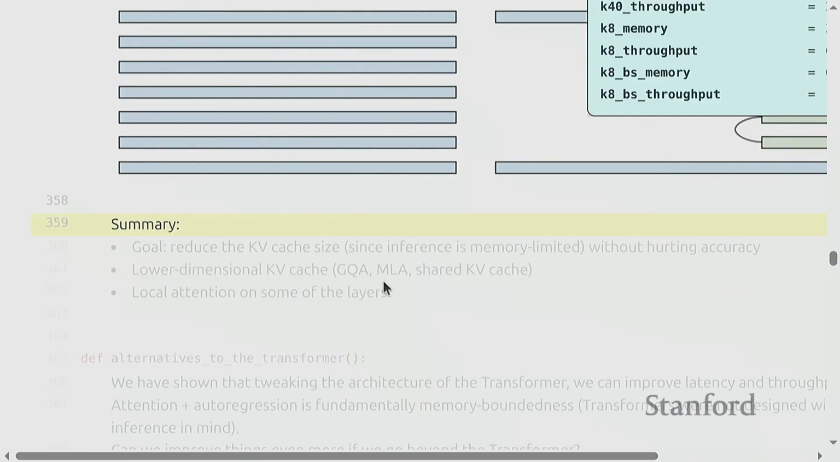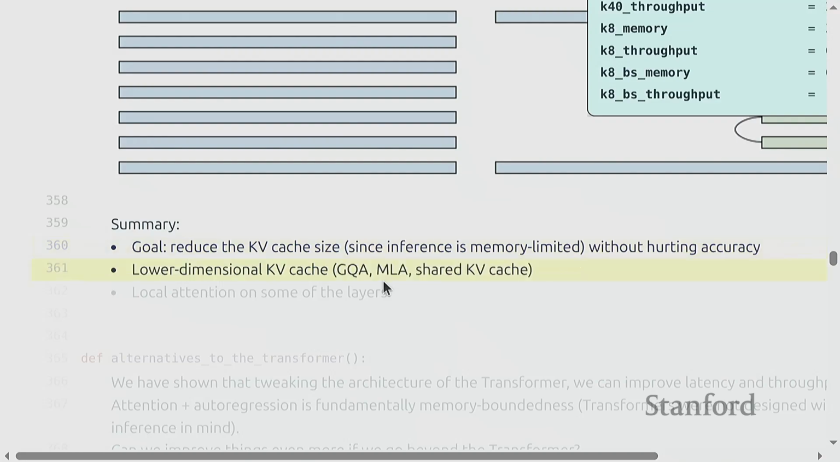So in summary, these are a few ways to reduce the KV cache size, because remember, inference is memory limited. You want to reduce the cache size, but you don't want to hurt accuracy too much. There are many ways to do it. You can lower the dimensionality of the KV cache. You can have fewer KV cache vectors. You can reduce the dimensionality of a KV vector. You can share the KV cache across layers. And you can use local attention on some of the layers.